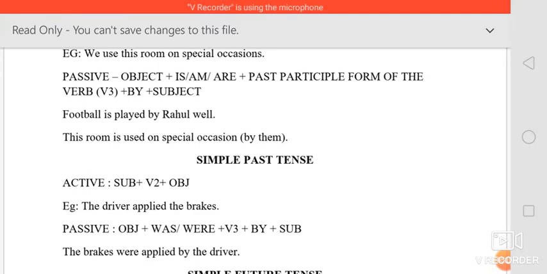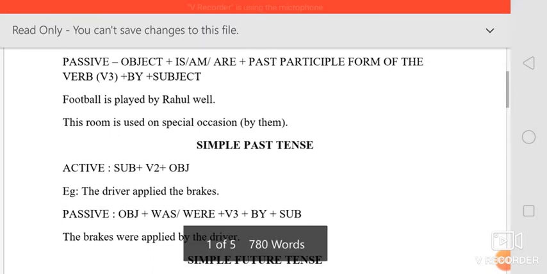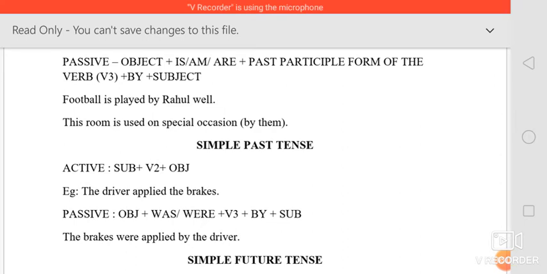Why is? Because this room is singular, so we have to use is used. Use ka V3 is used. Then on special occasion by them. See here, we can write that this room is used by them on special occasion. Like that also you can write, but by them is optional. Okay, optional ka matlab hai, if you want you can write, otherwise you can skip. There is nothing wrong.